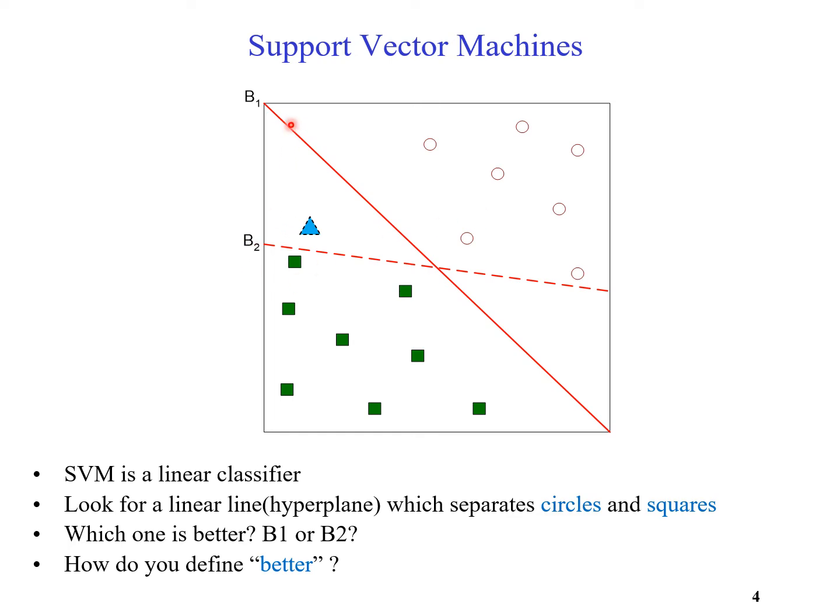So let's compare these two straight lines, B1 and B2. Which one is better? Intuitively, B1 looks better than the B2 line. The reason is, let's talk about this B2 line. Let's say B2 is the SVM line which divides the different class values.